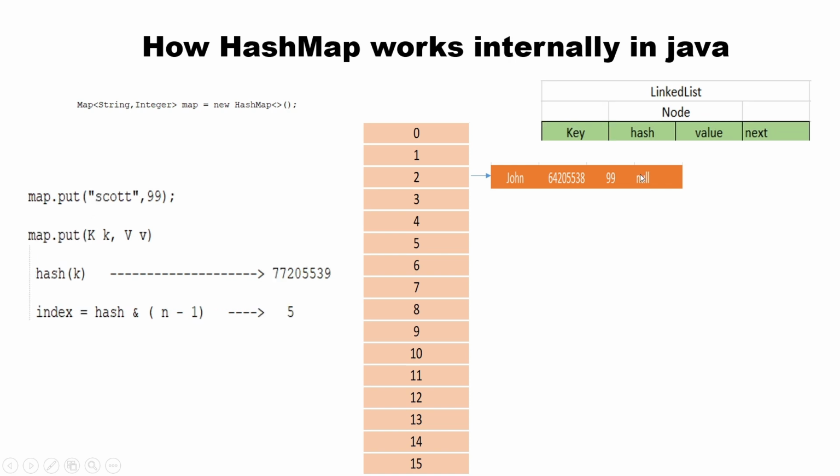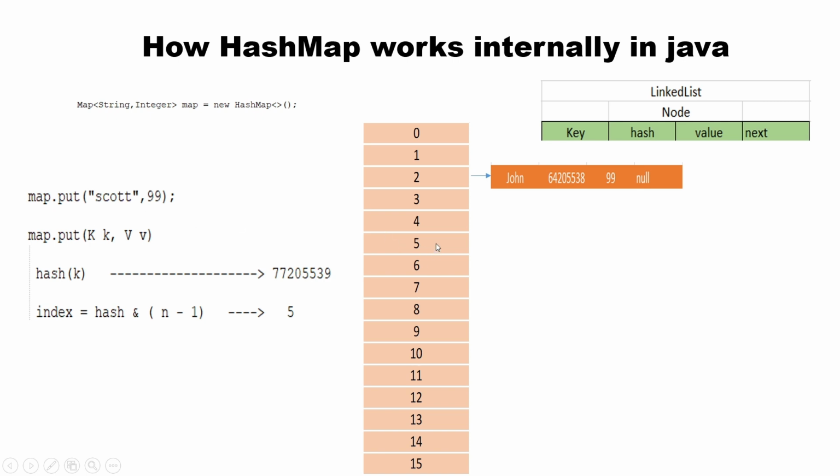Let's try to insert one more object. This time we are passing the key as Scott and the value is 99. When the put method is called, the hash function again accepts the key as an argument and generates the hash value for your key. This time it generated the hash value 77205539. We compute this with the modulus operation and we get the index. This time we got the index as 5, so we are going to place our next object in this bucket.